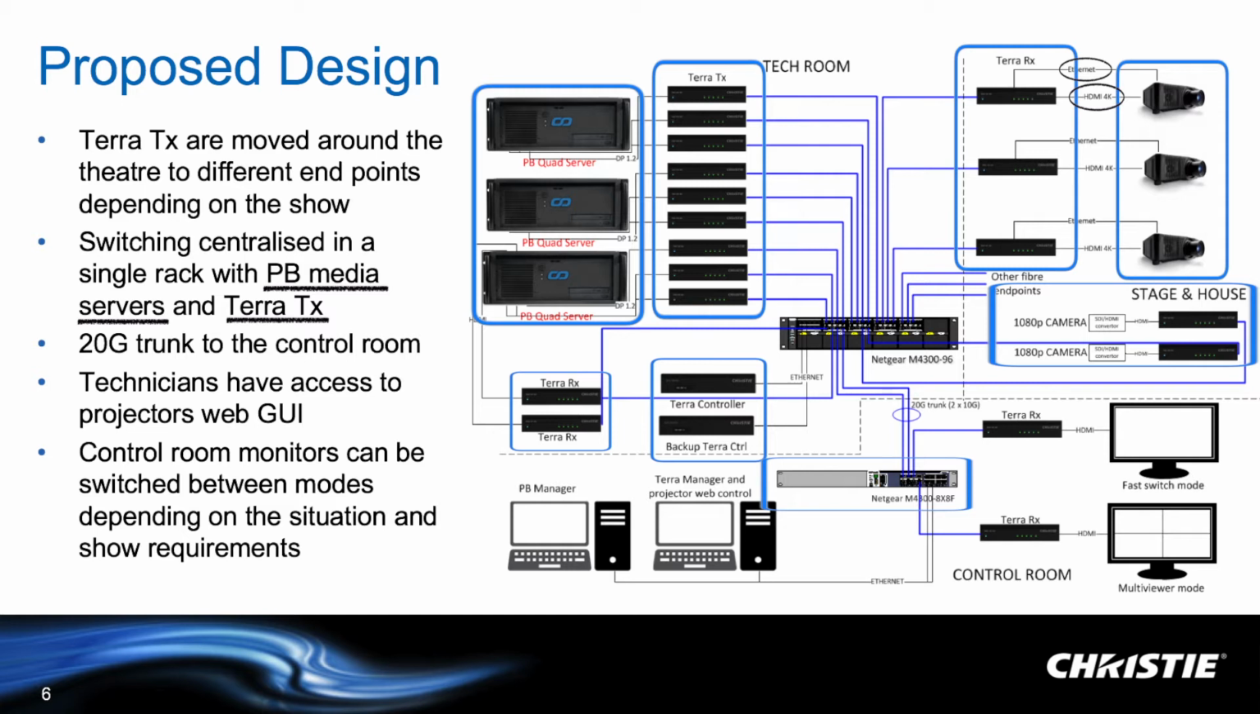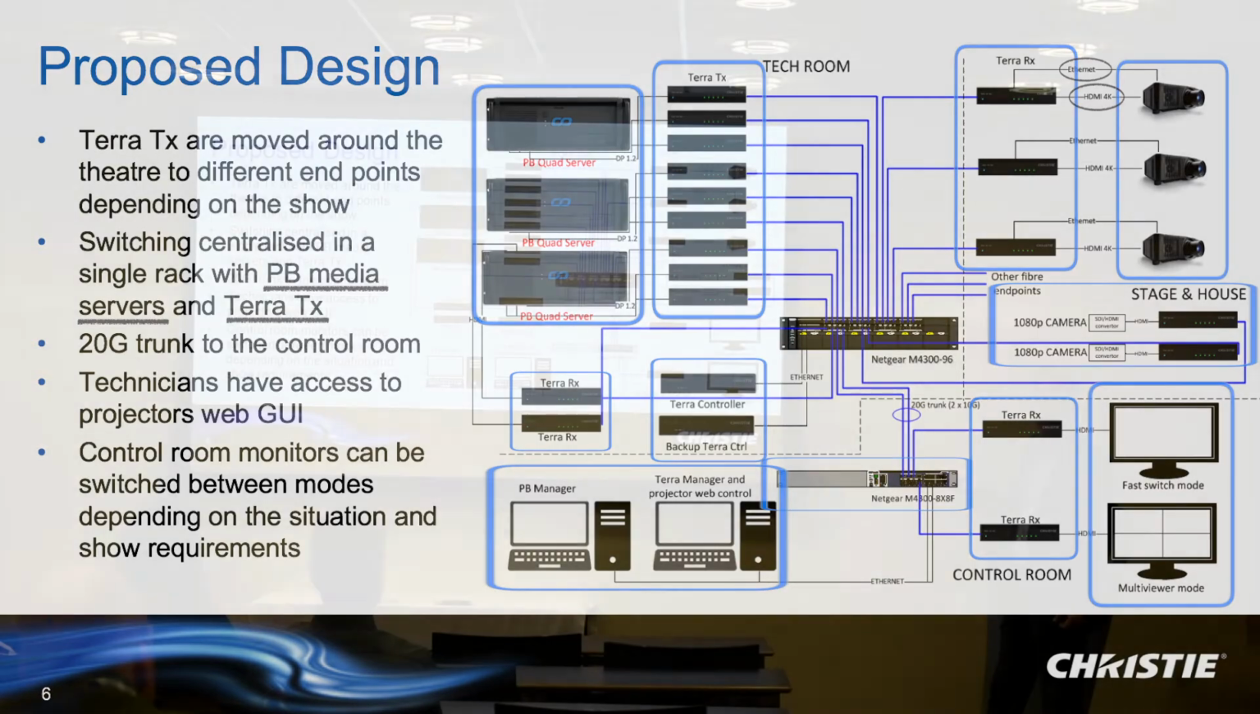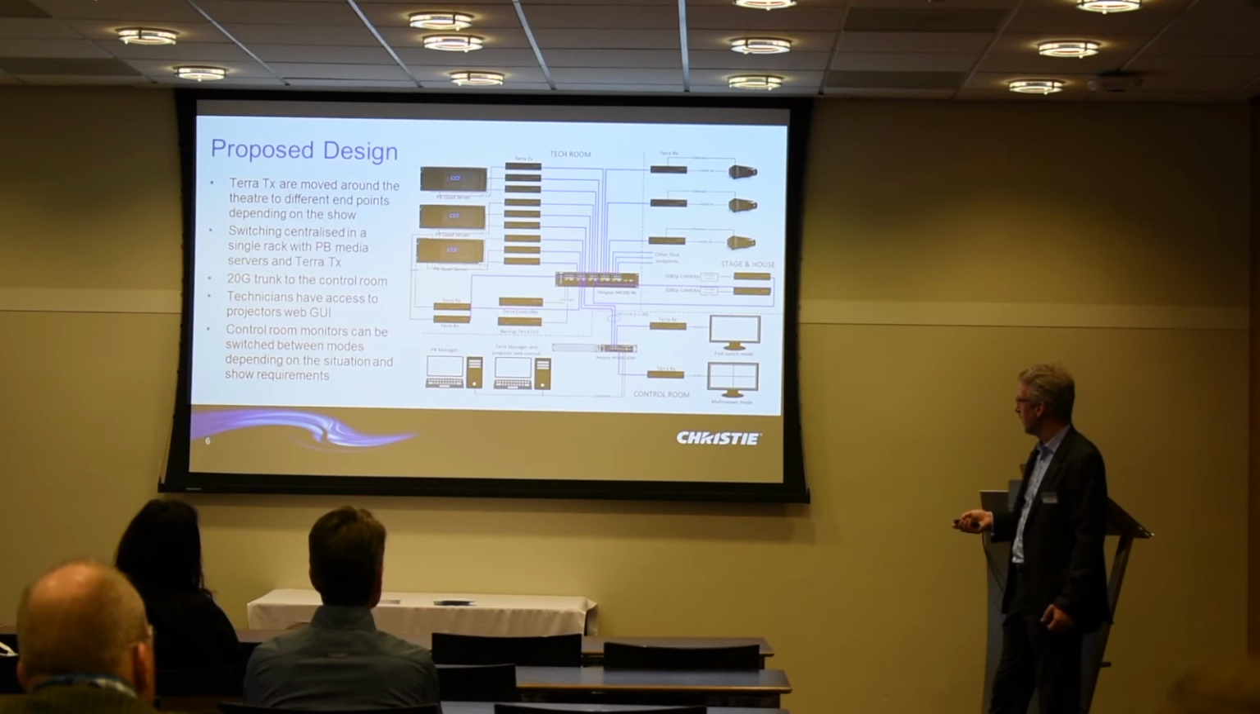So in the control room, a smaller switch is an 8x8, 2 receivers with 2 screens, 2 monitors, which they could switch between the multi-view mode, like a quad split, for example, to look at what the cameras are doing or what the source is doing, and fast switch mode, which gives them a much better view of what's being shown. Also, in the control room, there were PCs running the Pandora's Box Manager, the Terra Manager, and they were using PCs to control the 3 Barco projectors via their internal web server. Okay?